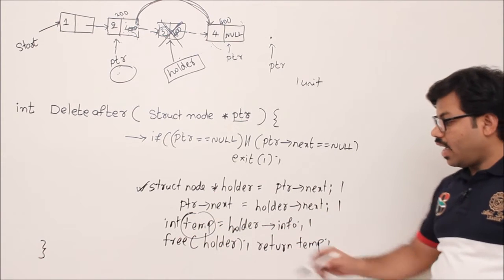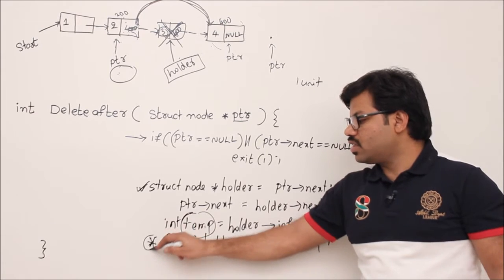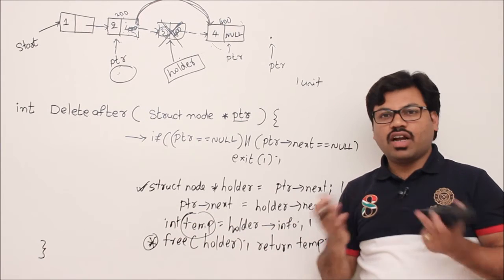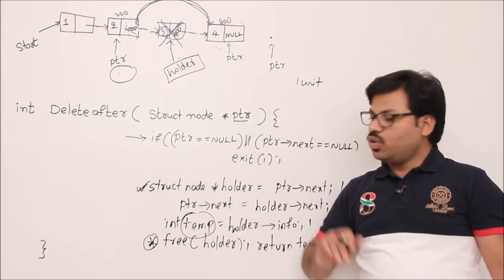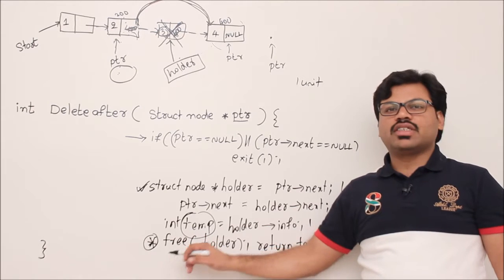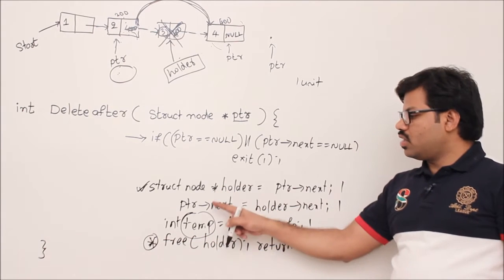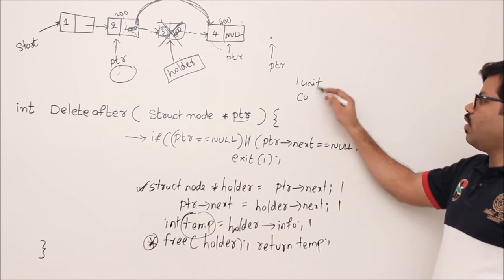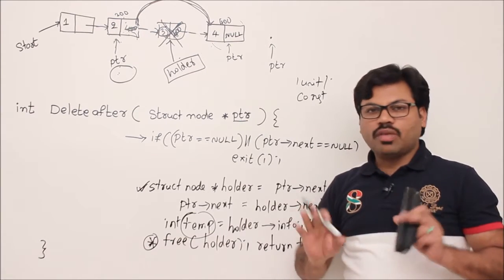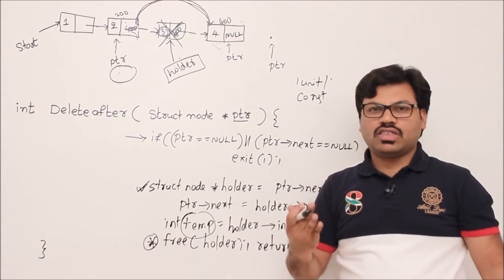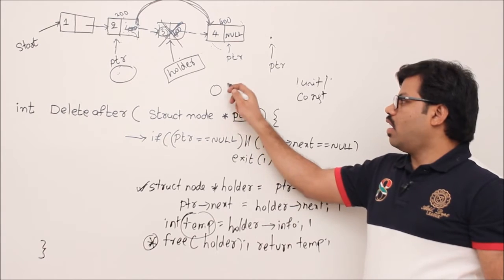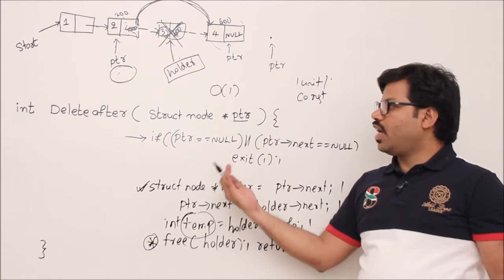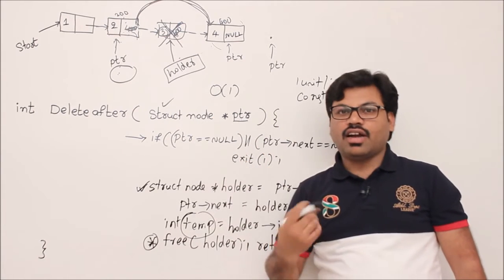4 constants. My assumption is free also takes constant time, because we have not implemented free. So don't worry, you just assume that free's time complexity is always constant. Then constant plus constant plus constant plus constant is constant. Either it is taking 1 unit which is constant, otherwise some constant time. Overall, your program's running time at any time is constant. Then we say that it is order of 1, right? So we have seen that delete after takes order of 1 time.